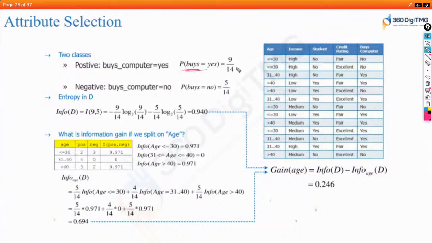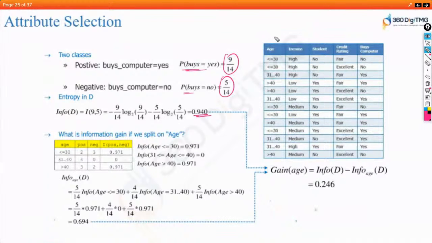For customers purchasing, we have 9 by 14 probability. Not purchasing, we have 5 by 14. So this is the probability, and when we do the calculation, applying those values into the formula, we get 0.94.